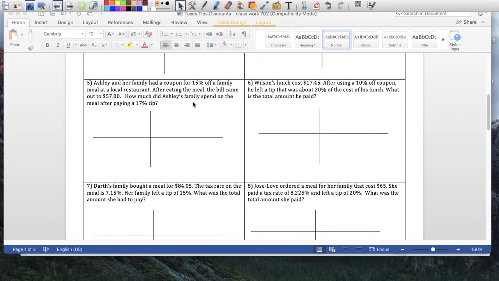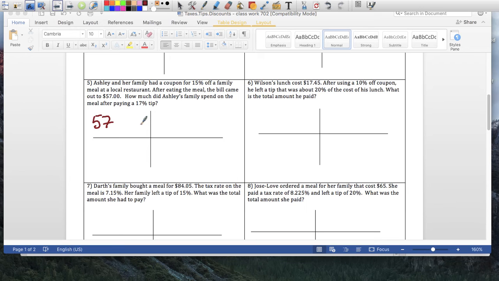Okay, let's do something with tip and taxes. 15% off the meal. After the meal, the bill came out. How much tip will be spent on the meal after paying $17? Okay, so let's do this. So the meal came to 57.